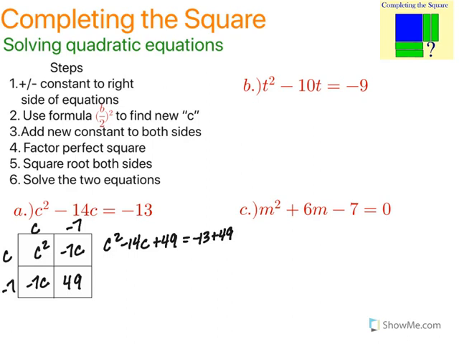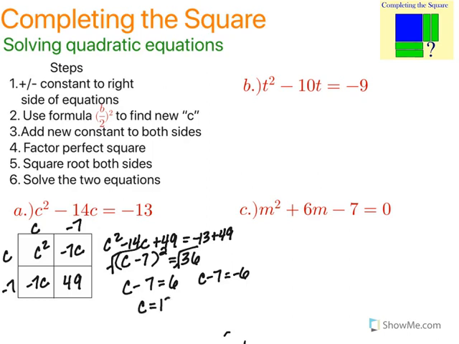I'm going to factor this perfect square now. This is going to be c minus 7 squared. And if I add negative 13 and 49, that gives me positive 36. Now I can take the square root of both sides, so we can solve using the square root property that we learned in the previous video. c minus 7 is going to be equal to 6, and c minus 7 is going to be equal to negative 6, since the square root of 36 is both 6 and negative 6. So when I add 7 on both sides, I'm going to get c is equal to 13, and I'm going to get c is equal to positive 1. Let's look at the next example.